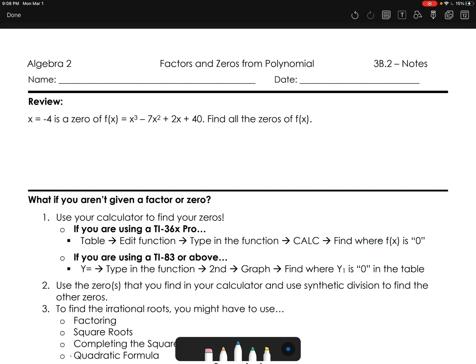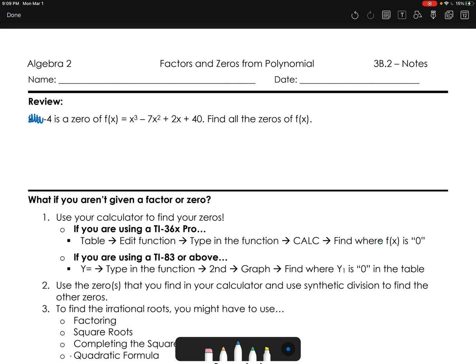So, we are going to talk about finding the factors and zeros of polynomials, which we talked about in 3B.1, but now we're going to add a little extra information to it. So let's do a review from what we did in our last lesson.